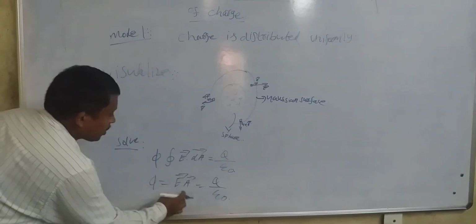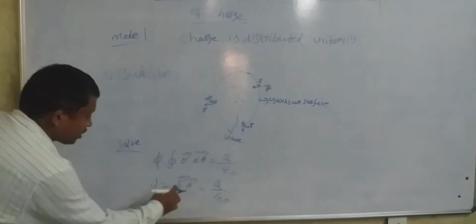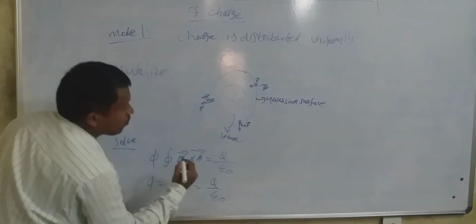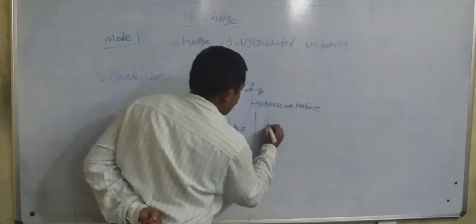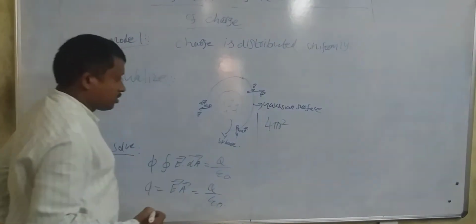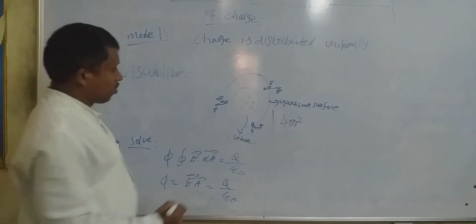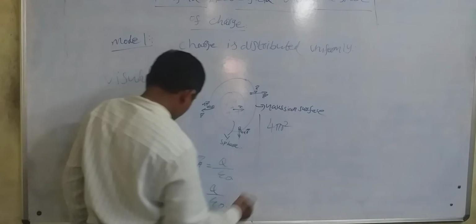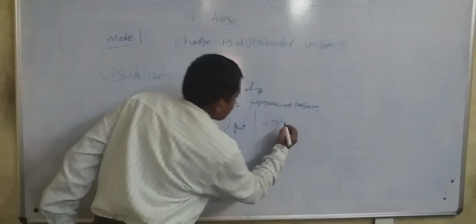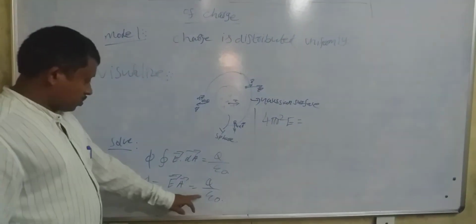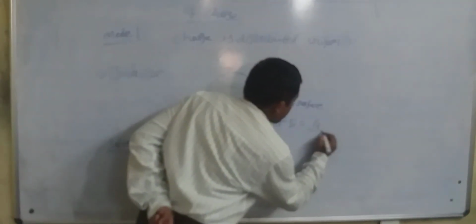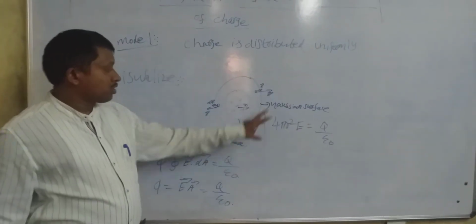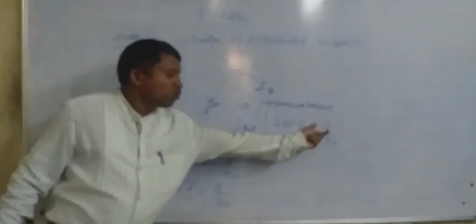The area is the area of the sphere, 4 pi r squared, where I am taking the radius as r. So E times 4 pi r squared is equal to Q divided by epsilon 0, where Q means the total charge enclosed by the surface.